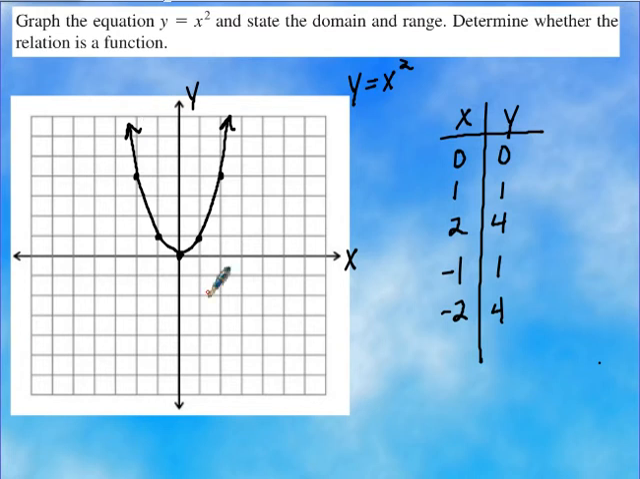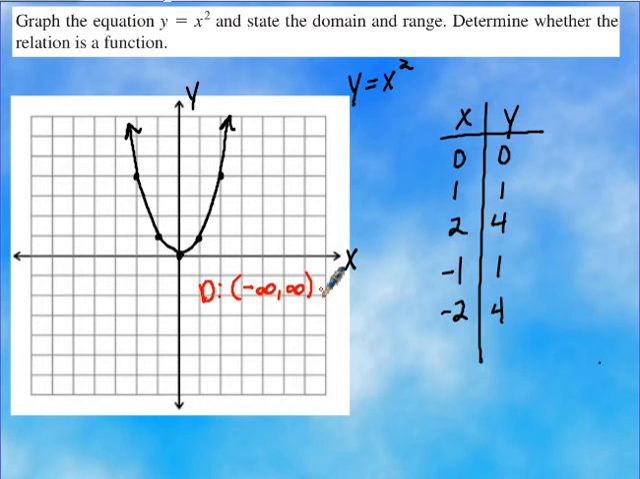Says state the domain and range. The domain here, anything that you can plug in. This thing keeps going, right? Is there any restrictions on what I can plug in for x? What do you think, Savannah? Is there anything I can't plug in to x squared? Your domain, folks, is all real numbers.